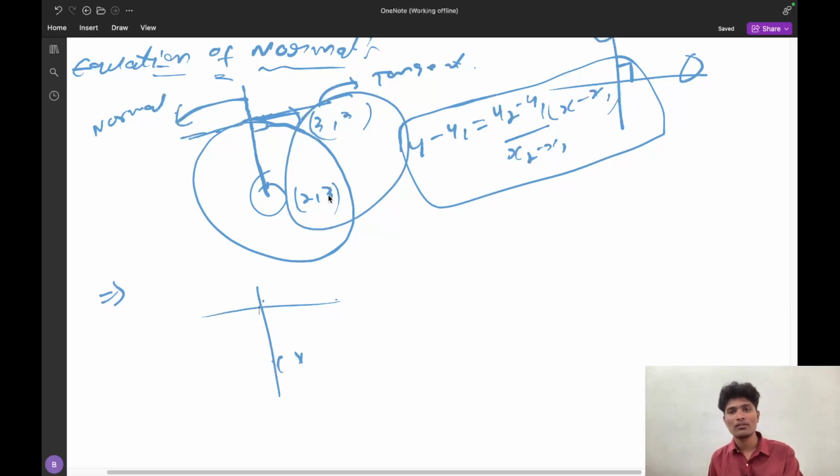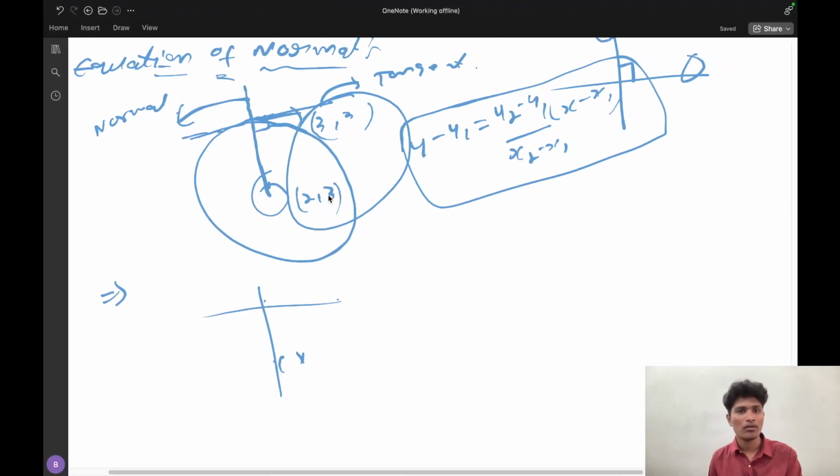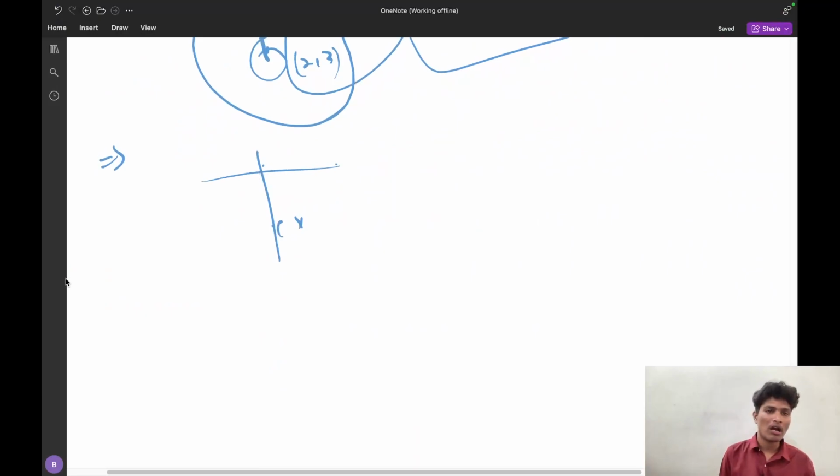Now there are results. The results are, we can say, what is the length of tangent?